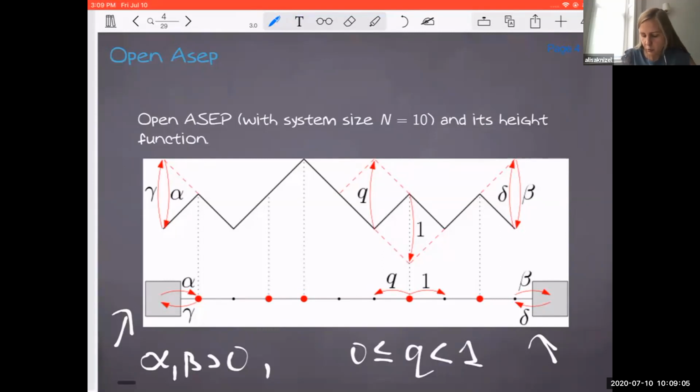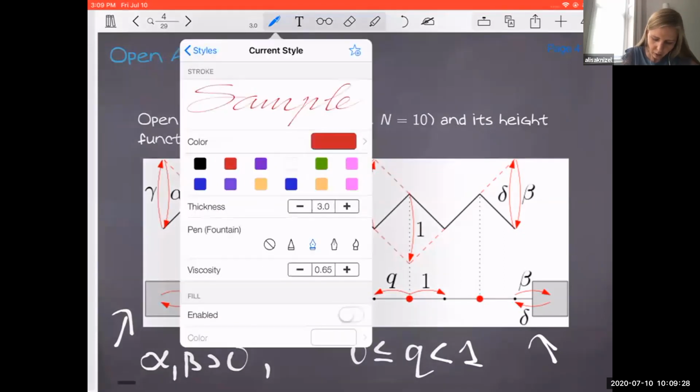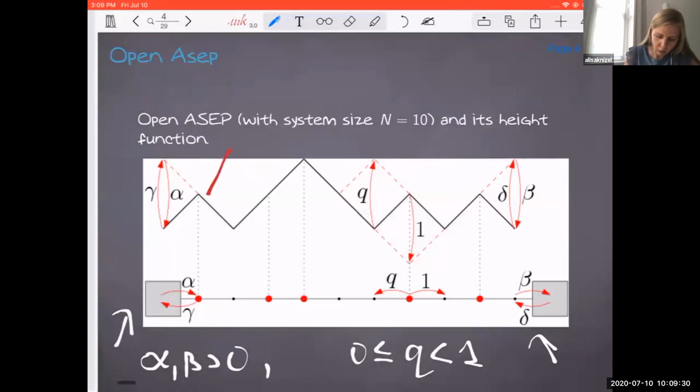Since when Q equals 1, the dynamics becomes symmetric, and there's a certain degeneration which is happening, which I am not going to touch in this talk. Okay, so there's also a convenient way to encode this dynamics through the following zigzag profile, which is drawn here.